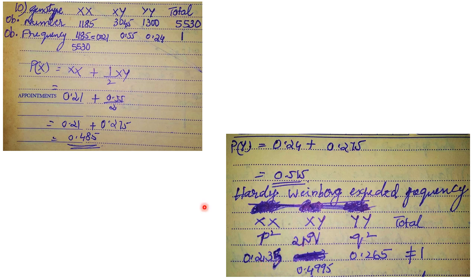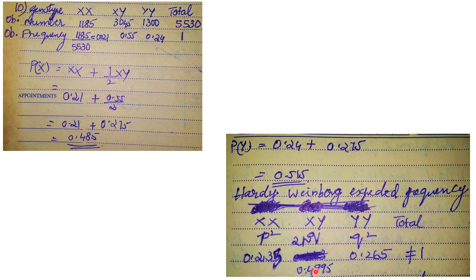Next is 2pq. We have to find the value of q first; q square, or we have the value of q over here. That is 0.515 into 0.485 into 2, you will get 0.4995. And q square, if you see, it is 0.265, upon multiplying 0.515 and 0.515.